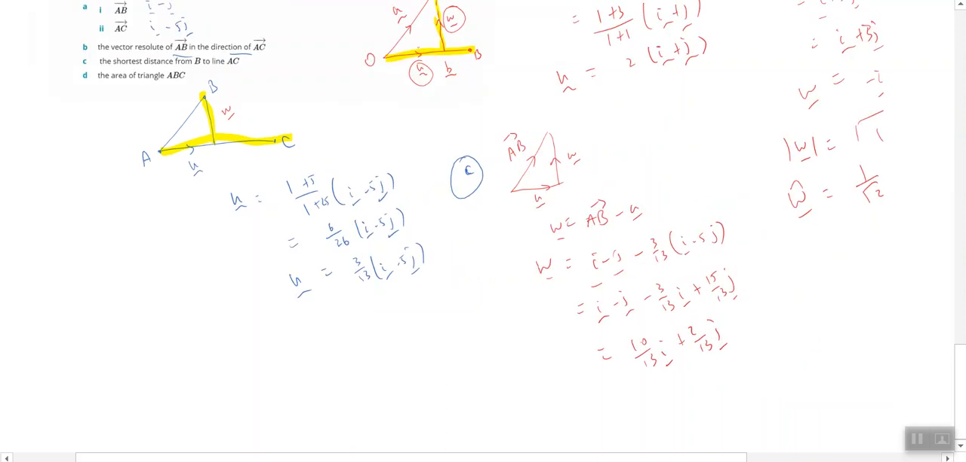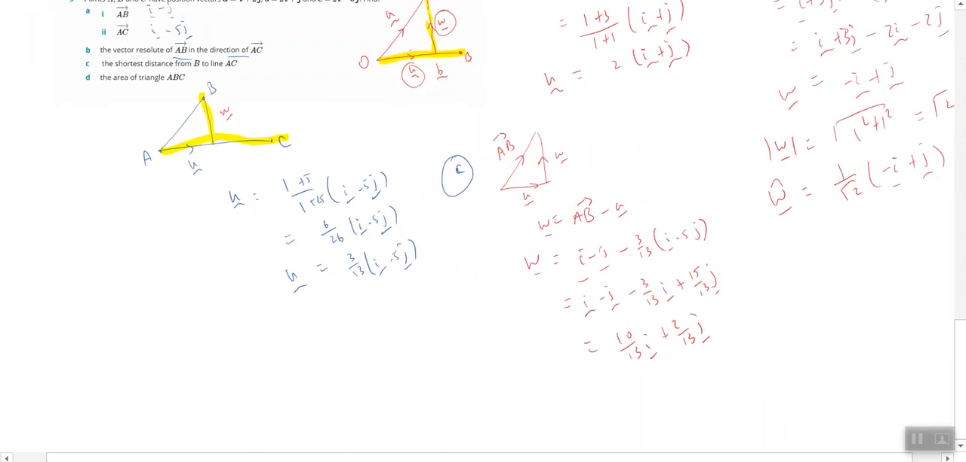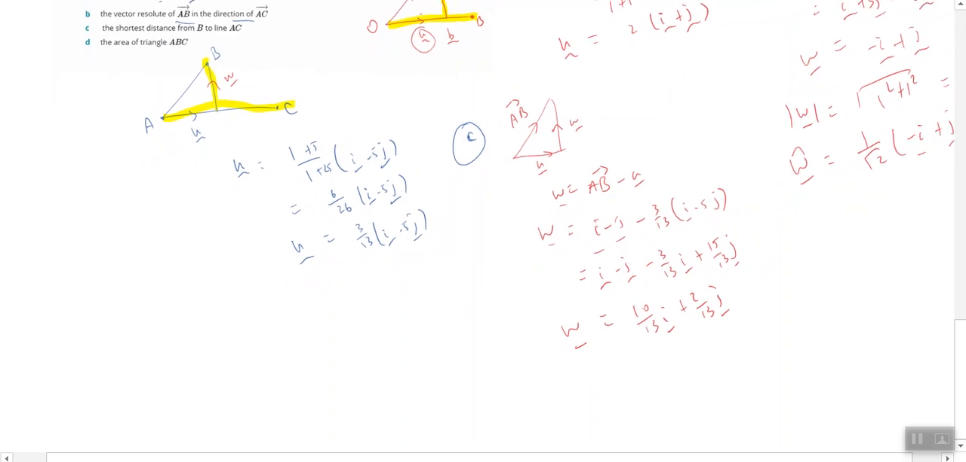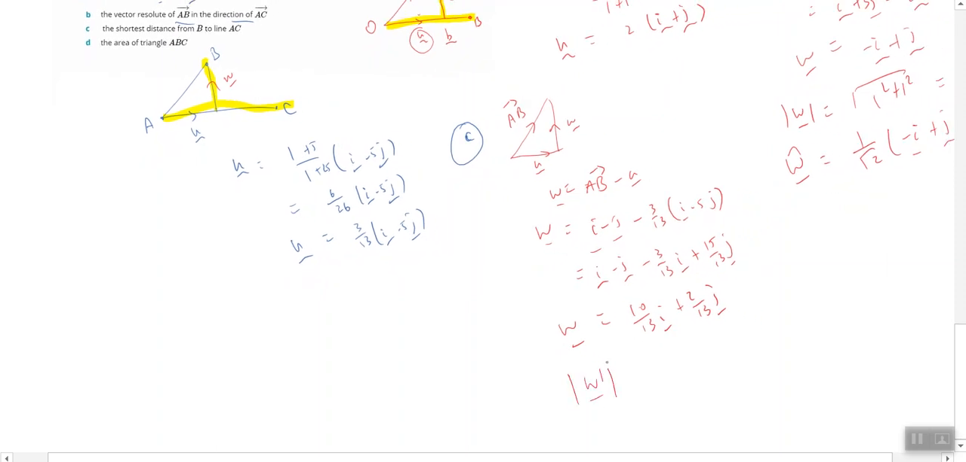And what are we trying to do? We're trying to get the magnitude of it, because we've got the vector W with the direction. We just want the magnitude of it because we want the distance. Distance is an actual number. So the shortest distance would be the magnitude of W. Let's work this out. Hopefully this isn't too painful. It looks a bit painful.